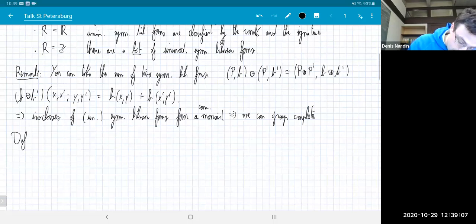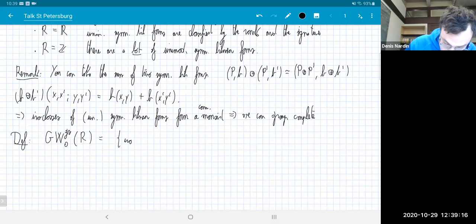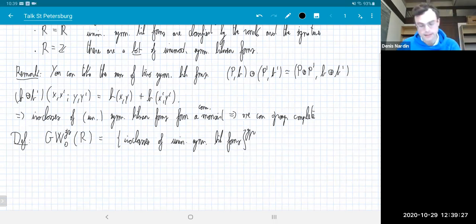So let me define, since it's a pretty important object, what I will call the genuine symmetric zeroth Grothendieck group of A, which is the group completion of isoclasses of unimodular symmetric bilinear forms. It will be clear in a second why I'm putting this G in front, because it turns out that there is more than one thing you can call symmetric and you want to distinguish them.